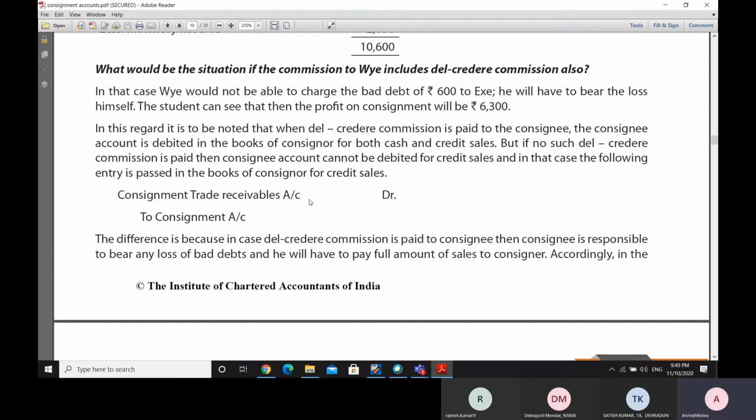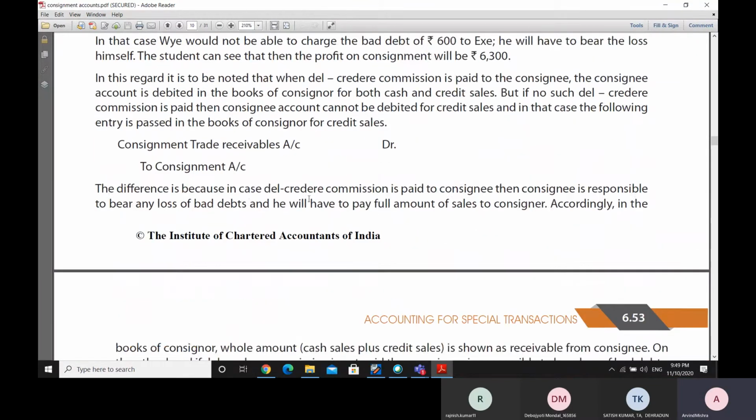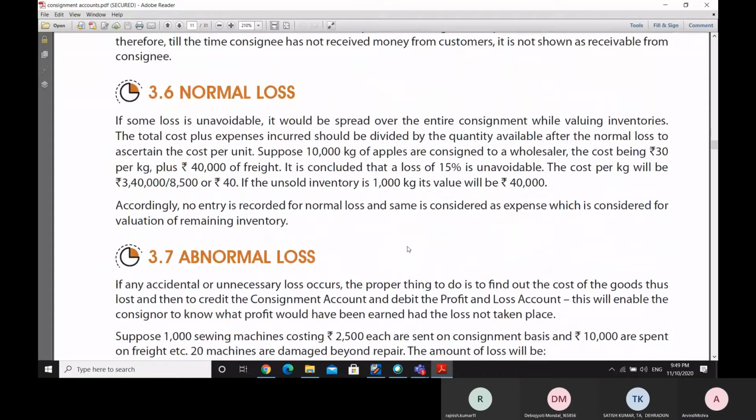That is the name of the account we'll create, and we'll debit that account. Now, as and when the amount is being received, it will be transferred from the consignment trade receivable account to the consignee account by crediting the consignment trade receivable account and debiting the consignee account. So this entry, consignment trade receivable account debit to consignment account, is for the case where no del credere commission is being paid.